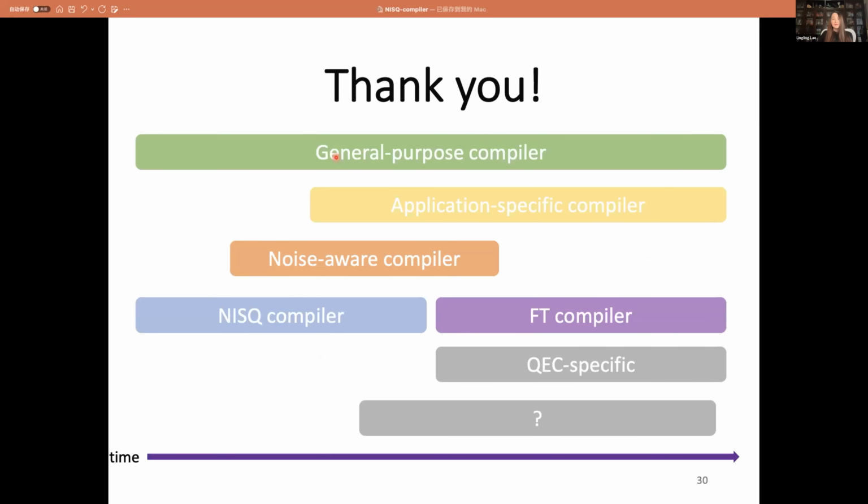So this is the summary of all the quantum compilers based on time. At the beginning, we have all the general purpose compilers, and then as we are entering the NISQ era, we have some NISQ compilers, including the noise-aware compilers and application-specific compilers. And for the long term, we will design fault-tolerant compilers, and also some error correction-specific compilers, and maybe some other optimizations will be performed between the NISQ era and the fault-tolerant era.